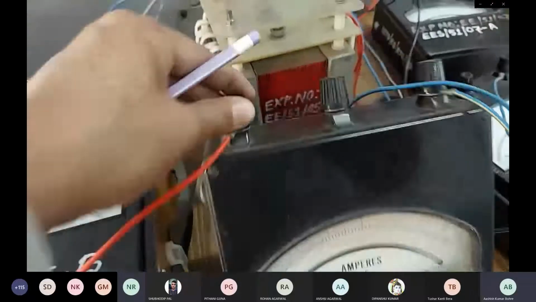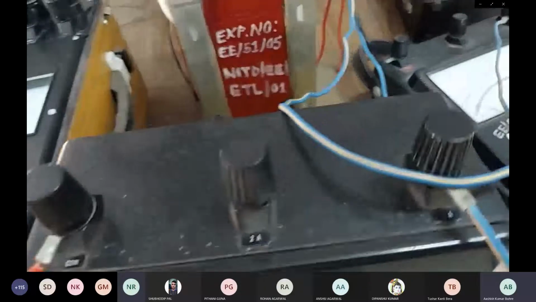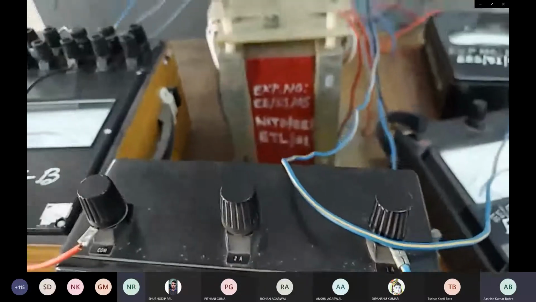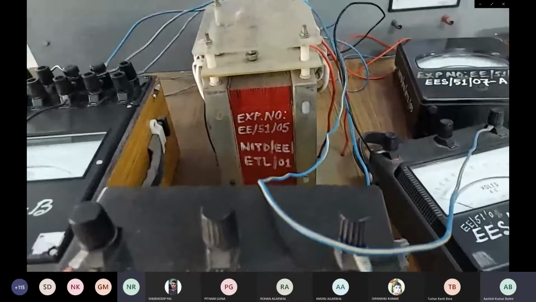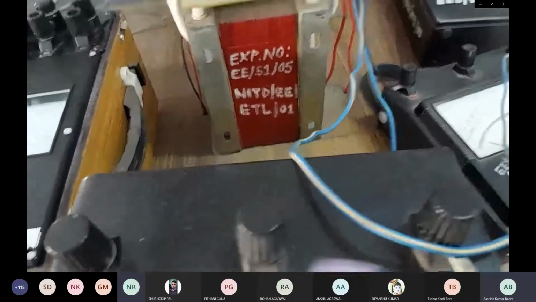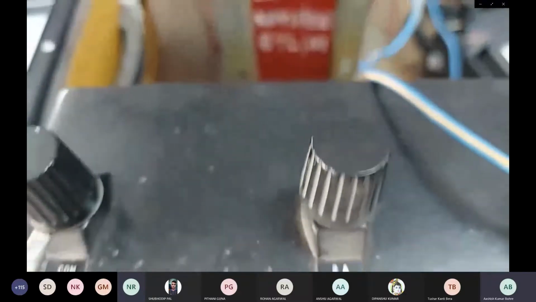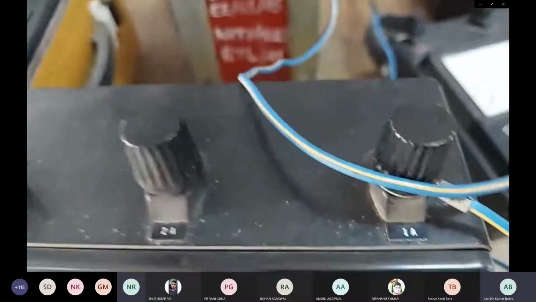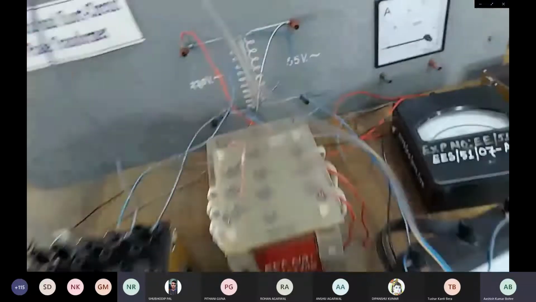This is the ammeter we have connected. This is common. After that, this is 1 ampere. The 1 ampere range we have connected here. You can see this one. This is the 1 ampere, this is 2 ampere. We have connected at 1 ampere. After the 1 ampere, this terminal goes to where it will go.